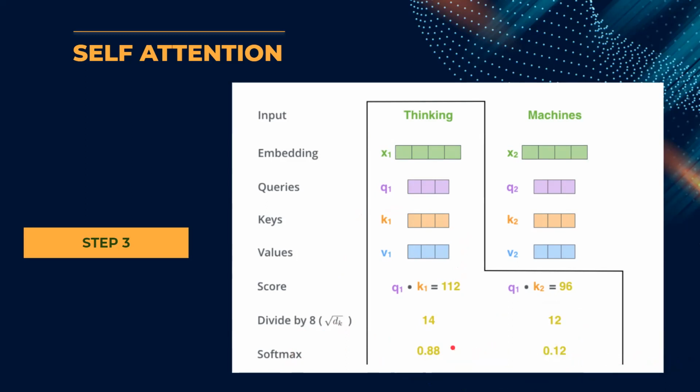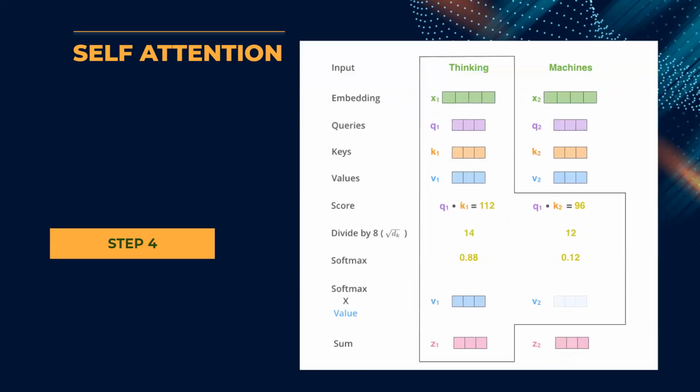So while creating the representation of the word thinking, 88% of the attention is focused on the word thinking and 12% of the attention is focused on machines. So hence, the information from machines will be helpful in understanding the word thinking. This is the primary concept that is used in self-attention. Now, what is done after softmax?